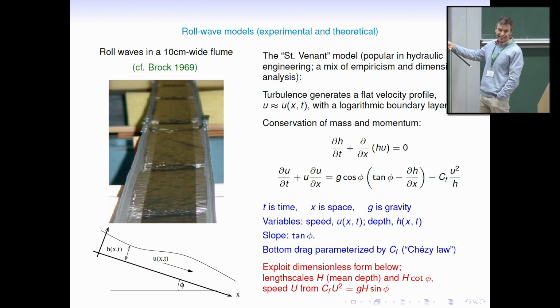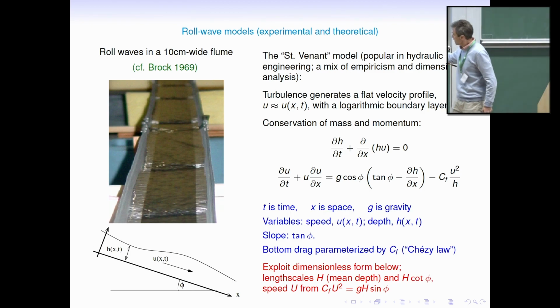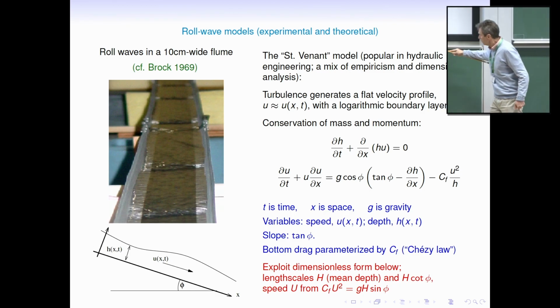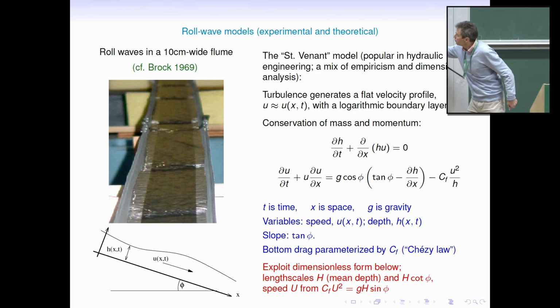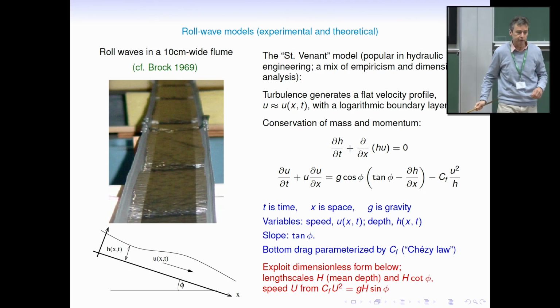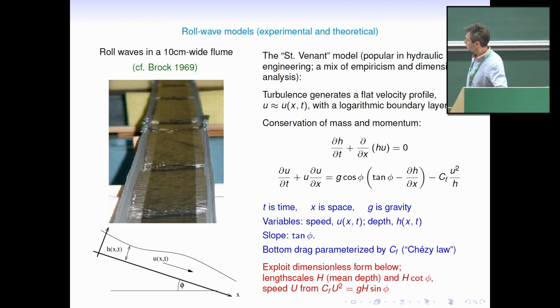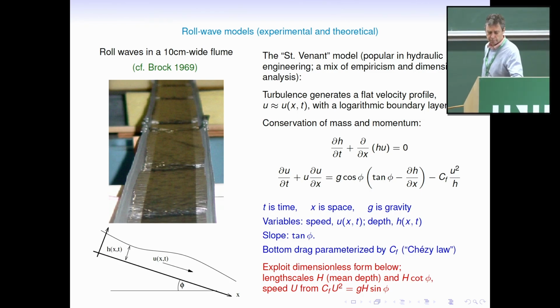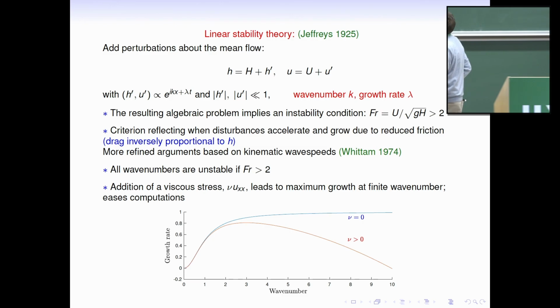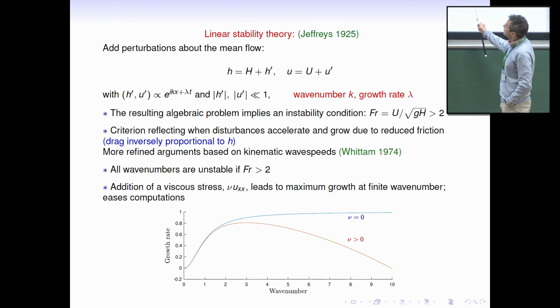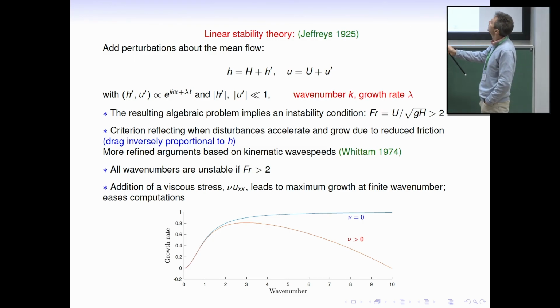There is a basic state where you have a uniform sheet flow. You can do a linear stability theory about that. The mean depth and the mean speed are connected by the simple balance, because the thing's running downhill at terminal velocity in steady state. And you can do a linear stability about that. That's what Jeffreys did. So you perturb about that mean state, you do the usual linear stability analysis, and Jeffreys came up with this condition.